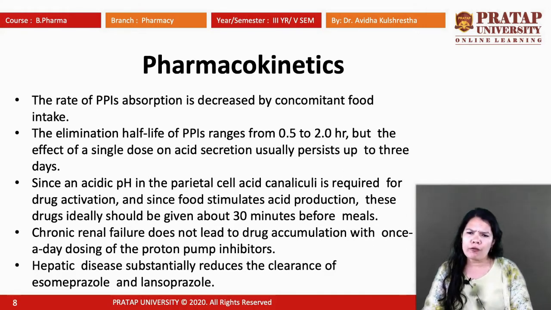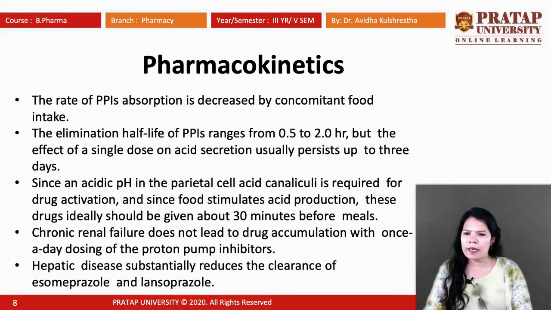The elimination half-life of PPI ranges from 0.5 to 2 hours, so half an hour to 2 hours. But the effect of a single dose on acid secretion usually persists up to 3 days. So PPI works within half an hour to 2 hours, so acidity is easily cured within 2 hours, but the effect of a single dose on acid secretion persists. The complete relief, or the complete function of PPI, is completed in 3 days.